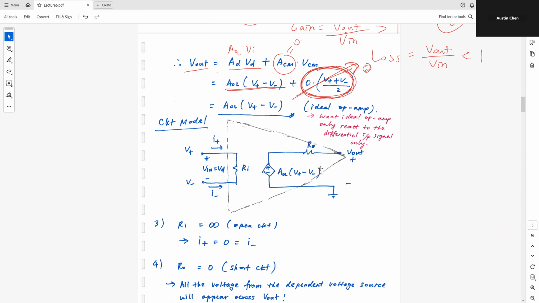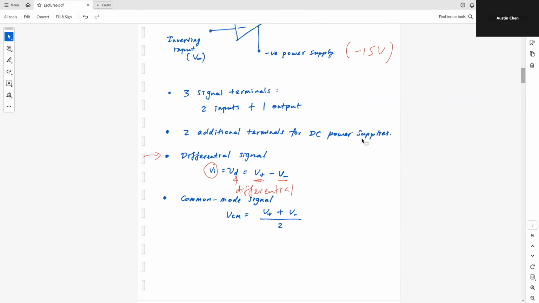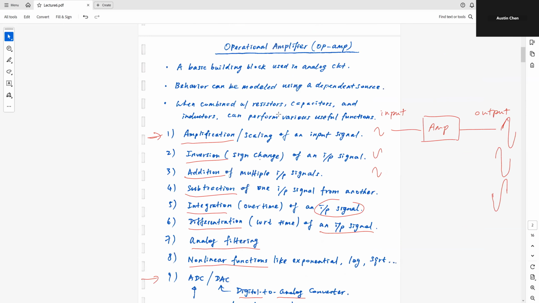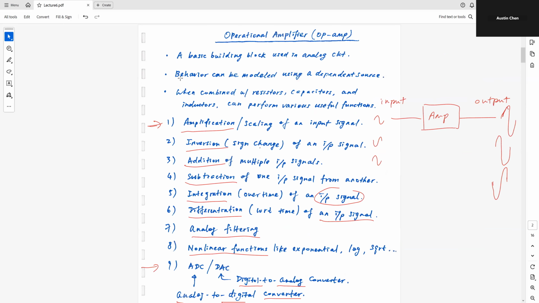All right, so now let's take a deeper look into what's inside this triangle, and what I can do to model the behavior of this triangle. If I go back to this page, on the second bullet point I mentioned that the behavior of this op amp can be modeled using a dependent source. Somehow, we're trying to come up with a simple model to describe how this block functions and how this block behaves.